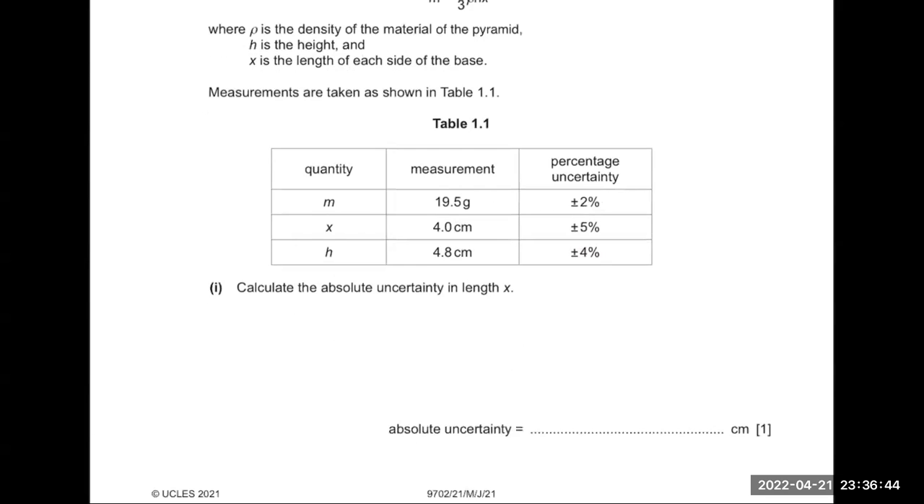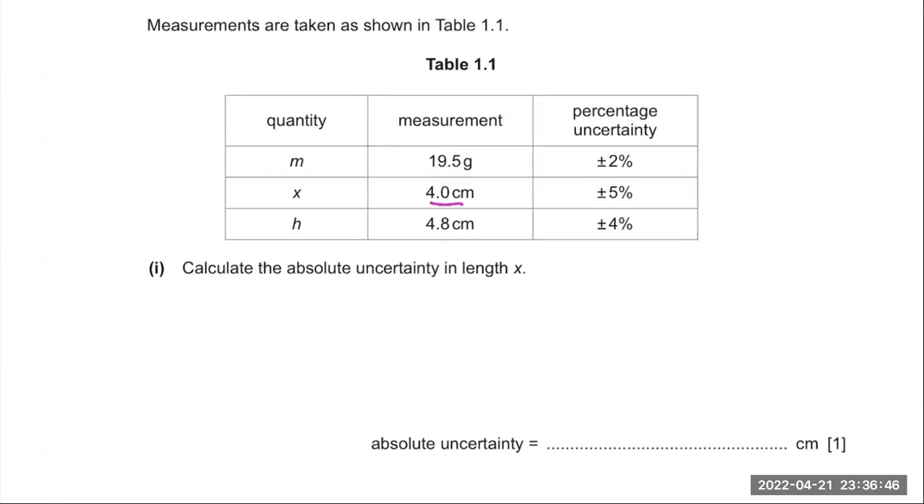Now, we know that the length is 4 centimeters and the percentage uncertainty is plus minus 5%, which means that there's an uncertainty of 5%. So 4 centimeters multiplied by 5% is equal to 0.2 centimeters. So 0.2 is the answer.